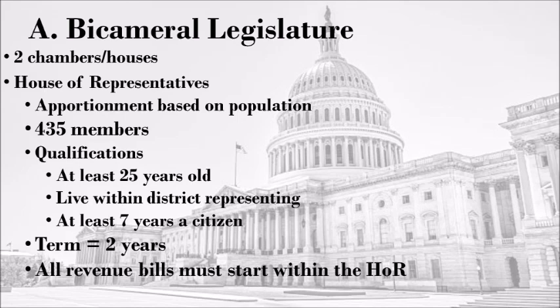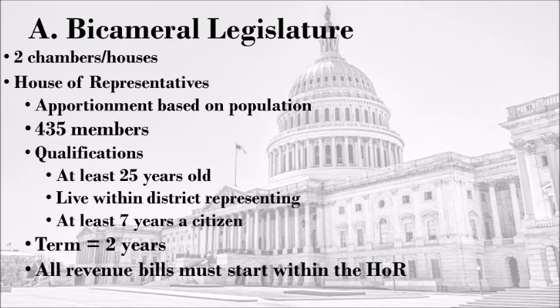Let's look first at the House of Representatives. Article 1, Section 2 is where you'll find the information pertaining to the House. In this chamber, or house, the representation is based on the population within the state. So apportionment is based on population. This is part of the Virginia Plan, or Large States Plan, proposed at the Constitutional Convention back in 1787.